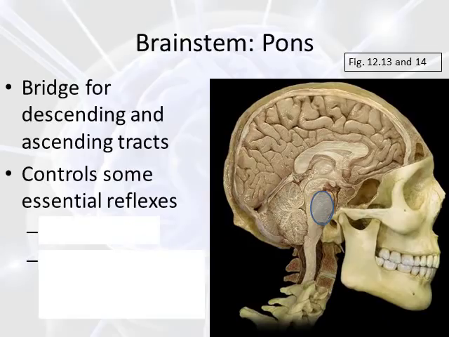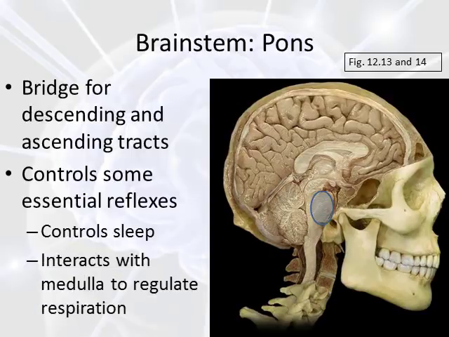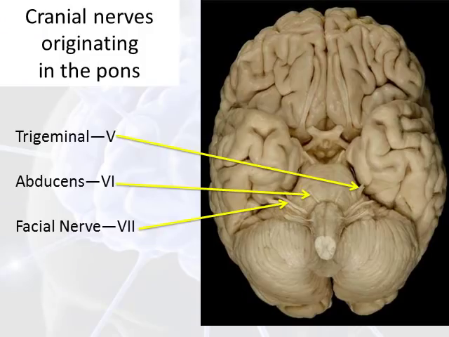Continuing down the brainstem, the next portion is called the pons. The pons is really just a bridge for the descending and ascending tracts. So neurons that are going up and neurons that are going down, this is kind of where they intersect, and this is the bridge for that. The pons controls some essential reflexes, one being sleep, so the pons is very important for sleep. It's also very important for interacting with the medulla to help regulate your breathing, your respiration. We have 3 cranial nerves originating in the pons, shown here.